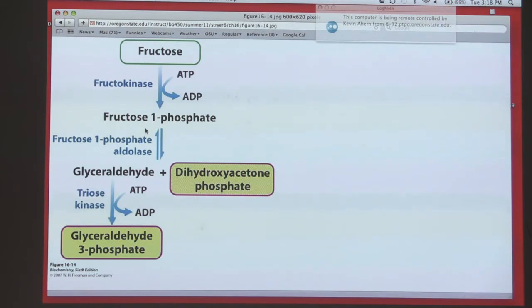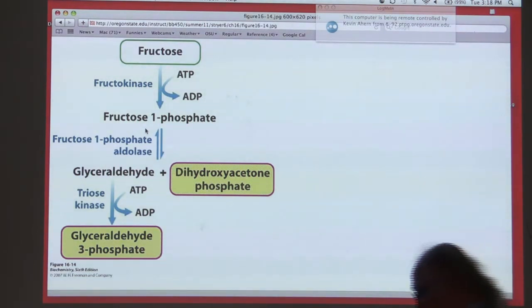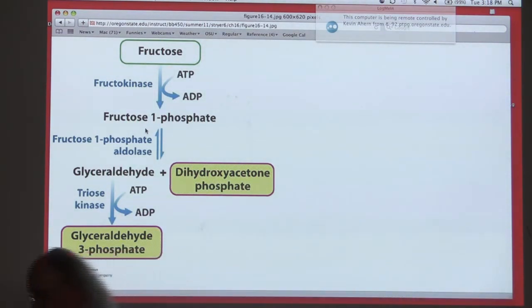Now, it's at this point I usually stop and do a little sidelight and talk about what I like to sort of jokingly describe as Kevin Ahern's theory of obesity. So I'll tell you. Yes, sir?